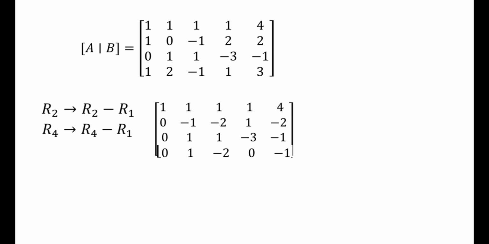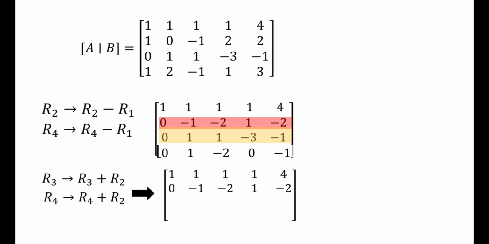Next step is to make these two elements zeros using R2. So the operations will be changing R3 as R3 plus R2, R4 as R4 plus R2. After writing the first two rows, for the third row we get 0 plus 0, 1 minus 1, 1 minus 2, minus 3 plus 1, and minus 1 minus 2. For the fourth row we get 0 plus 0, 1 minus 1, minus 2 minus 2, 0 plus 1, minus 1 minus 2.